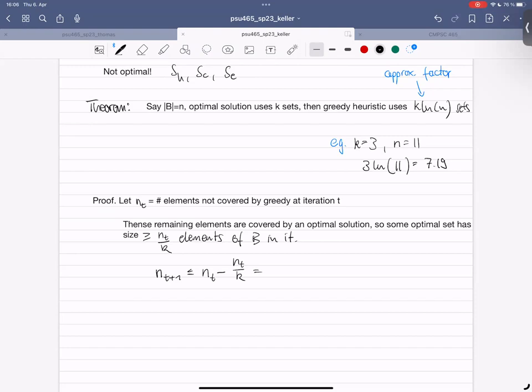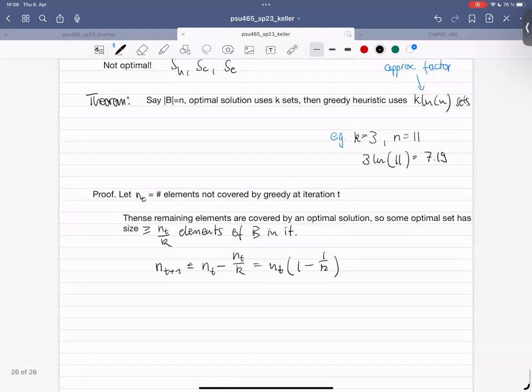Okay, just rewriting this, it is the same as saying n_t times (1 minus 1 over k). This is the main insight here. And then we simply repeat this argument multiple times. So we start from n_t, which we said is at most n_{t-1} times (1 minus 1 over k). Then we can apply the same argument to n_{t-1}. If you go back one iteration, we know that this one will be bounded by n_{t-2} times (1 minus 1 over k) squared.